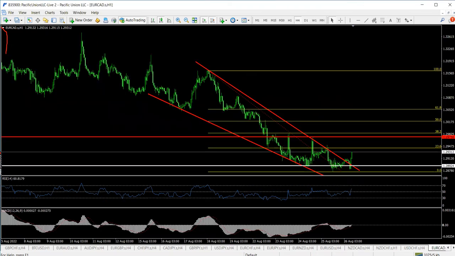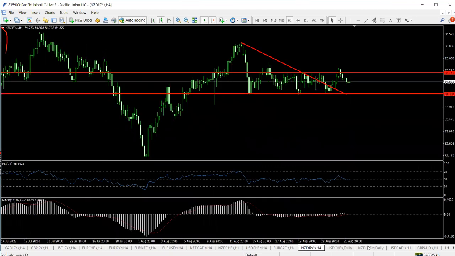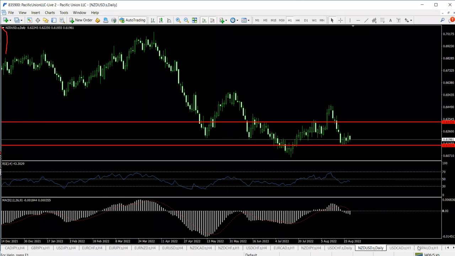Euro CAD, I would say be careful of this one now. I'd rather stick with GBP AUD, which we already analyzed. All right, I think that's all for now.